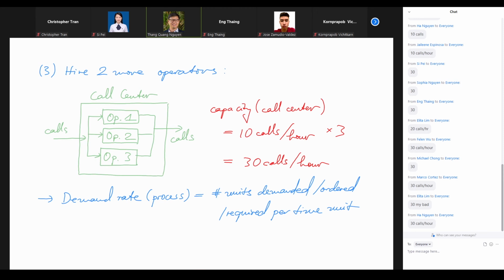The next concept is also very important, and we call that an input rate. The input rate of a process, of a business, equals the number of units available or ready to enter that process.